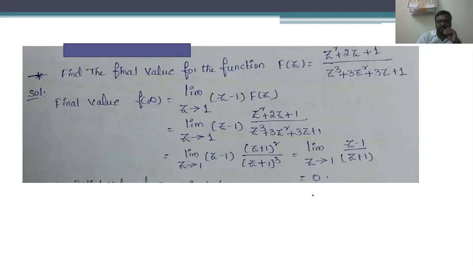Simply we are going to get z minus 1 into z plus 1 whole square divided by z plus 1 whole cube. So just substitute the value of z is equal to 1 here. The function is finally terminated as 0. Why? Because 1 minus 1 is equal to 0. Therefore, the final value of the function is 0. Okay.